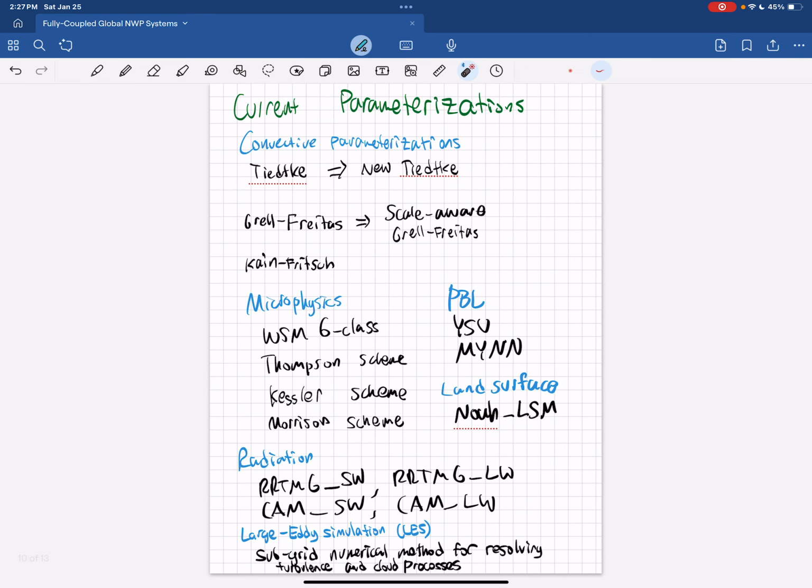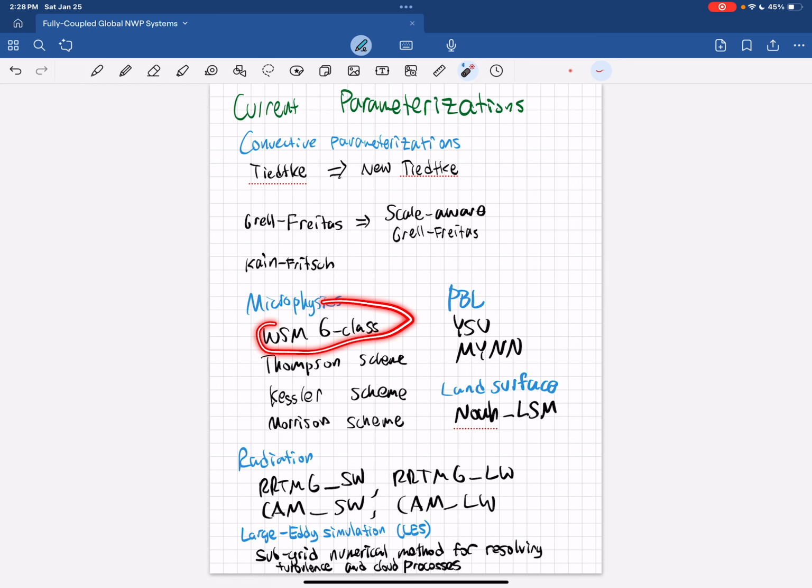Now, current parameterizations, here's some other ones that I'm aware of, and I think the ones written here are probably the best ones that the new models should be replacing and using. An old one for convective parameterization is called TKE. This one's actually pretty good still, but there's one now called new TKE, an updated one. Grell-Freitas, now they have one called scale-aware Grell-Freitas, and then also new ones called Kane-Fritz.